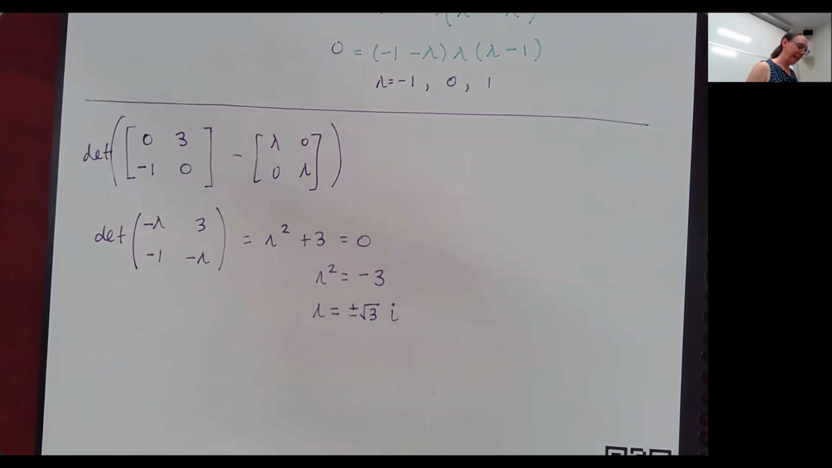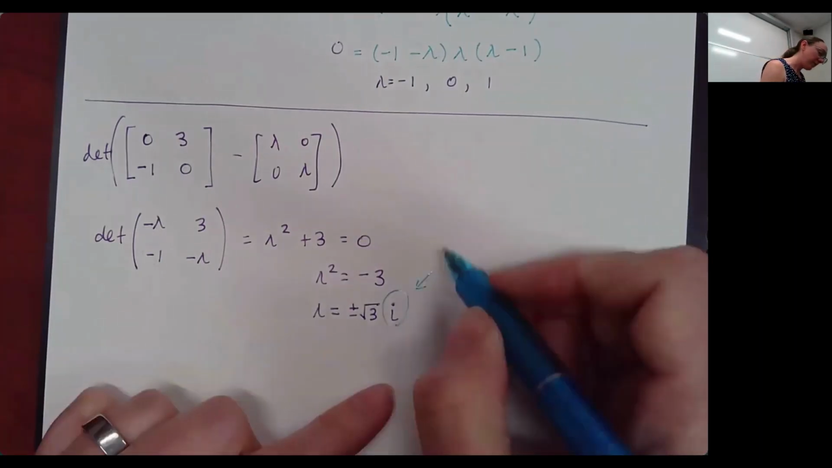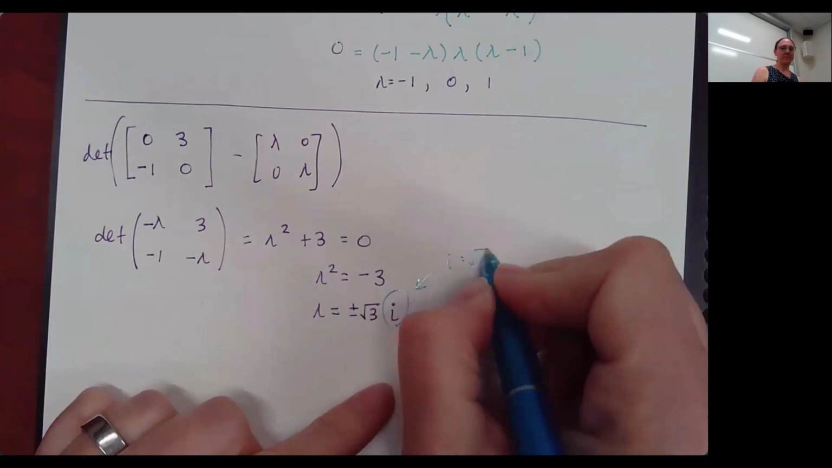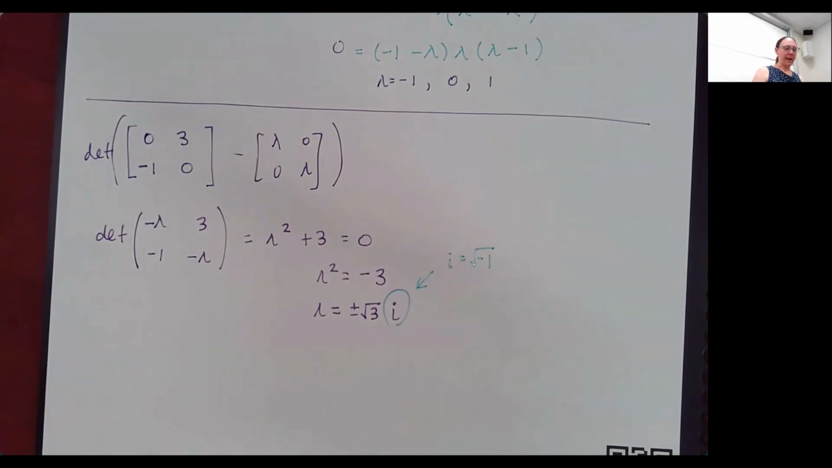And this i right here is the square root of -1. That is the value of i. i is equal to the square root of -1.